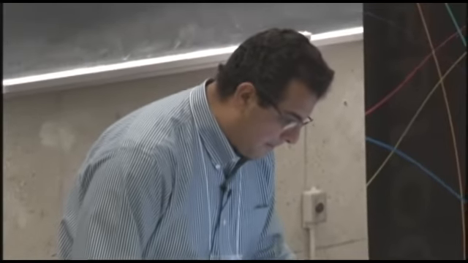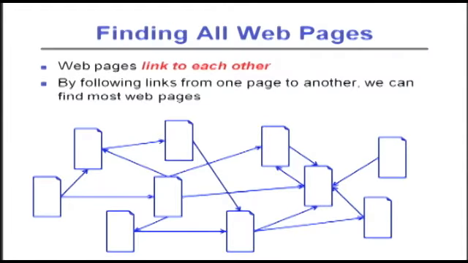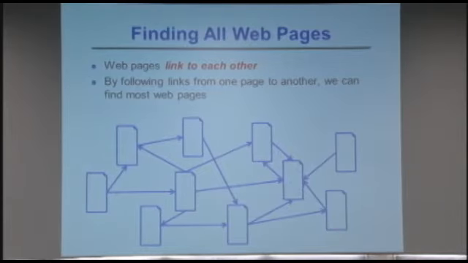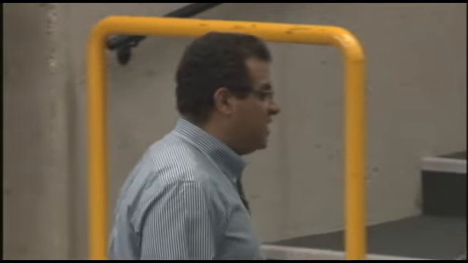So the program can start from here and follow the link here to here to here to here, and then also start here again and follow the links here to here to here to here. And eventually, the program will find all pages that are linked to each other on the web. What if there's a page that's not linked by any other page? That page won't be found by Google. That page will not be part of the Google index. So this is the basic idea of web crawling.